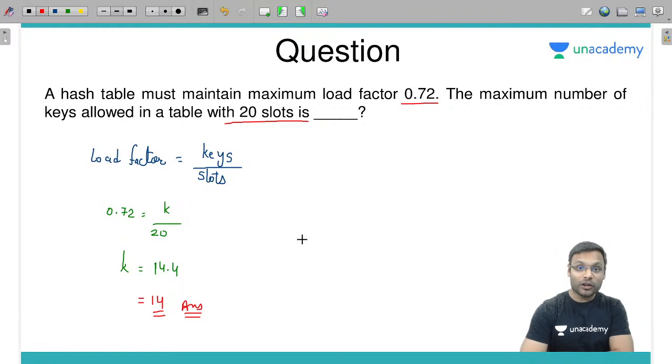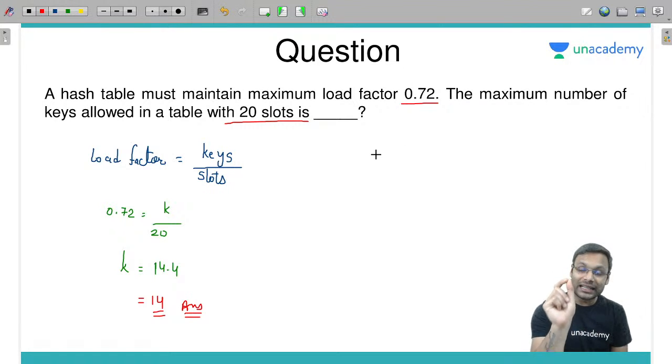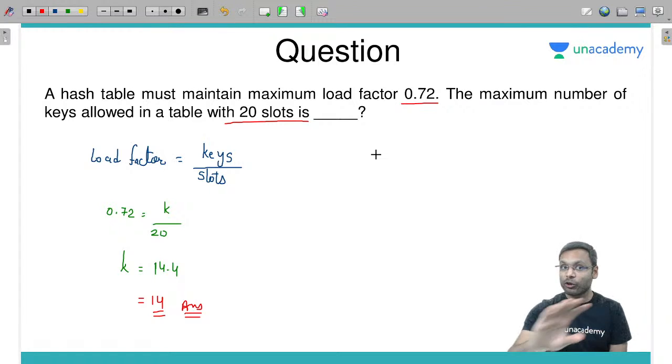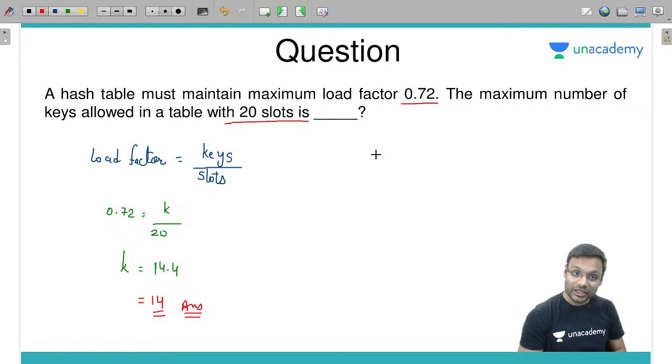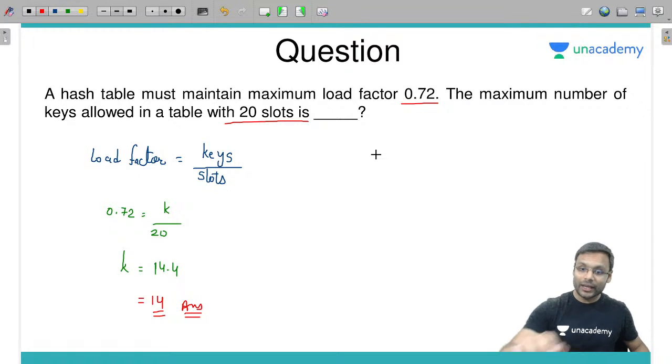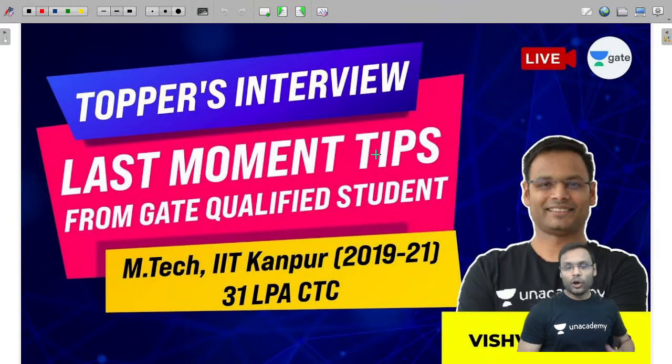Why? Just because if you go with a greater value, then we may have load factor more than that. If this answer were 14.9 also, then too I will not go with 15. It's not a round off, it's a method to understand. It's just a concept to understand. Got it? Okay, fine.